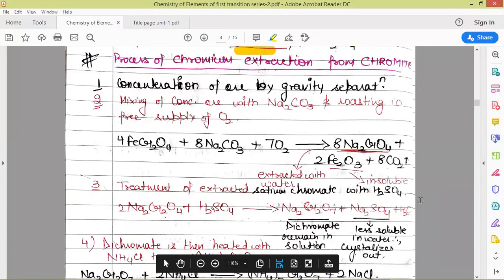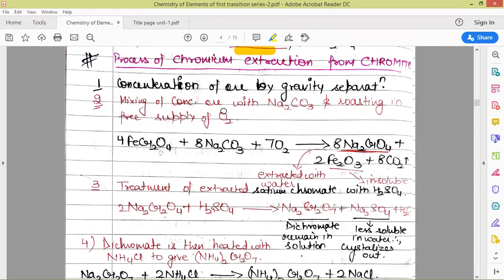Now the extraction of chromium from chromite cannot be done in a simple way. It takes a number of steps for extracting pure chromium out of this ore. Firstly, in the first step, concentration of ore by gravity separation method is done. Gravity separation method, as the name indicates, uses mass and density based upon gravity, so that the heavier particles are separated. So that is the gravity separation process.